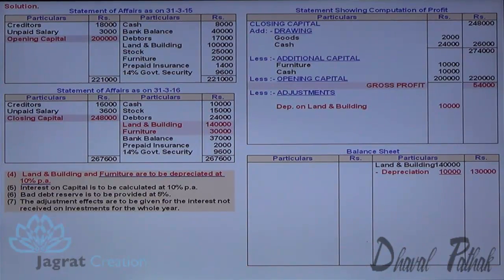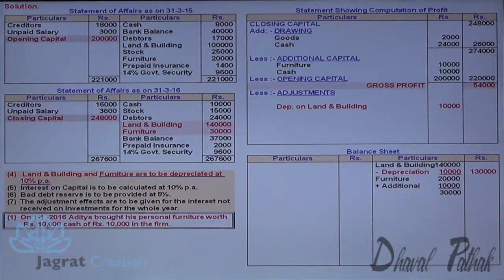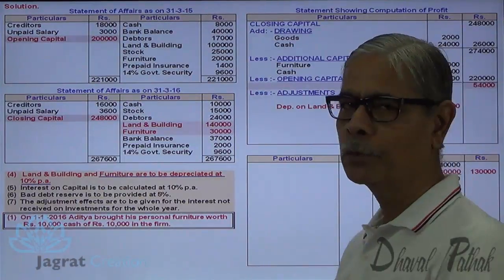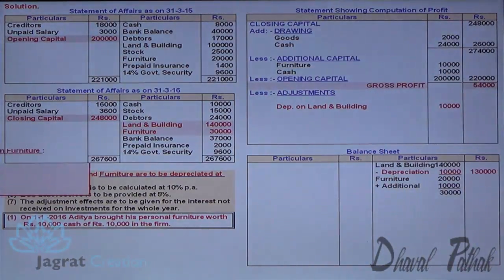Now furniture is to be depreciated at the rate of 10%. Opening balance of furniture 20,000. Addition has occurred 10,000, but you are given the date for its addition. So opening balance 20,000. Addition has occurred 10,000. But the addition has occurred on 1st of January 2016. So you can calculate depreciation for 3 months.